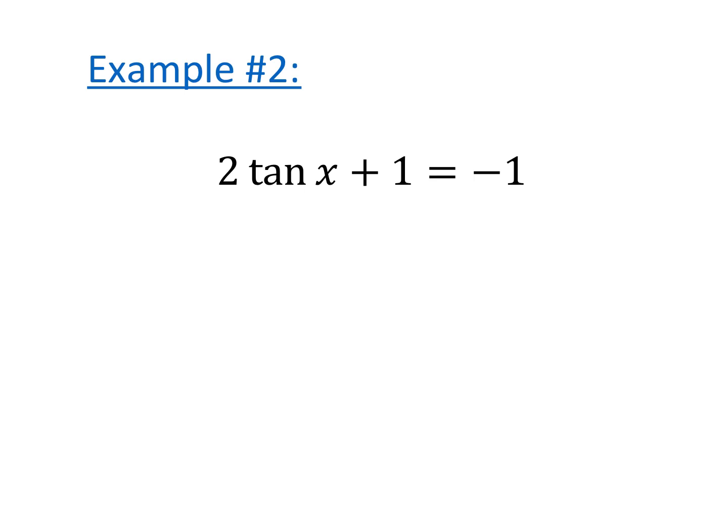Okay, again, I've got only one trig function here, right? Tangent of x. Let's isolate that. So I'm going to subtract 1. 2 tangent of x equals, what is -1 minus 1? -2. It's not 0. And now what am I going to do? Divide by 2.